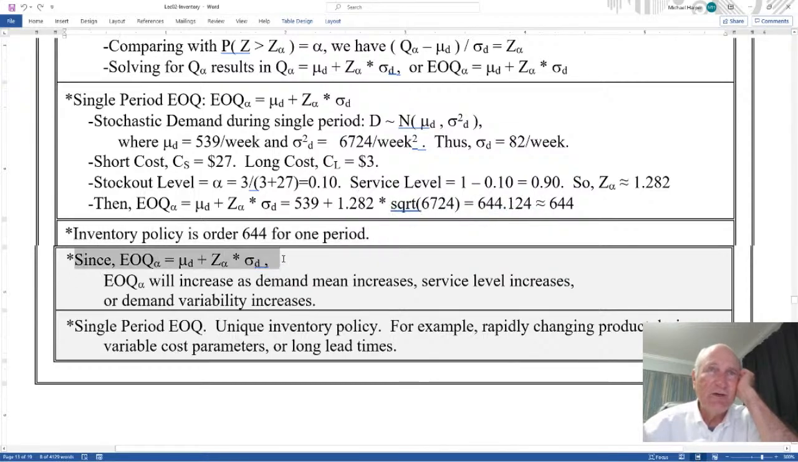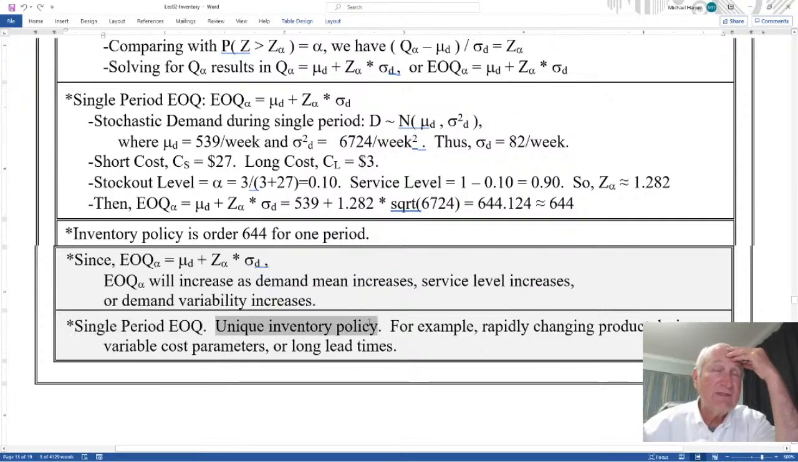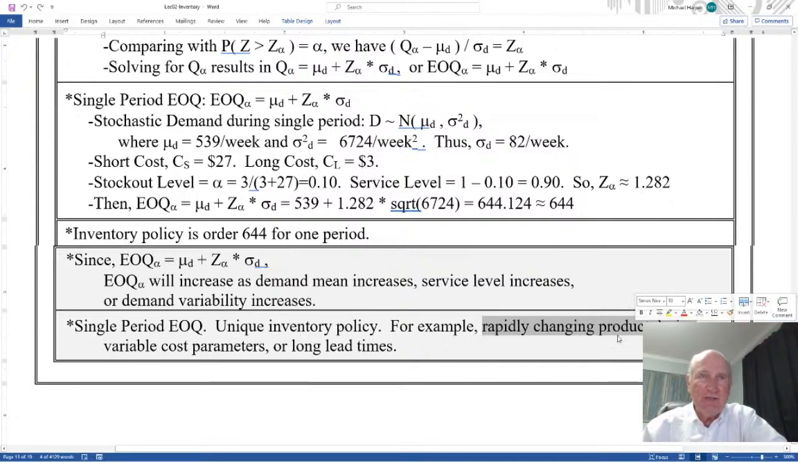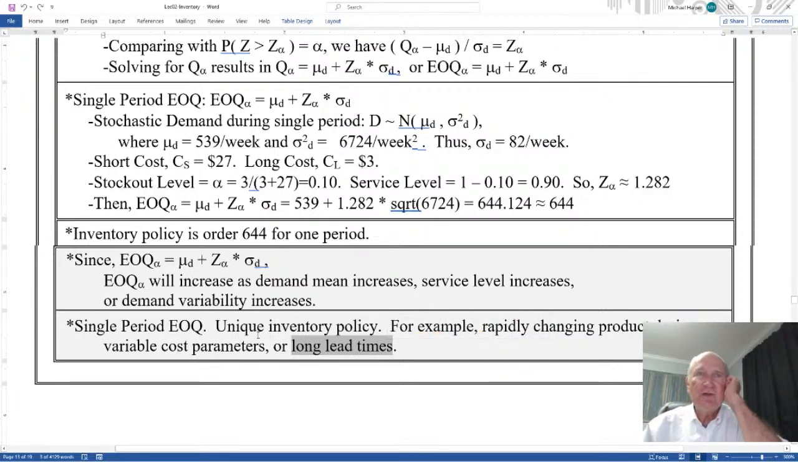Takeaways. Since the EOQ is this, the EOQ will increase as the demand mean increases, as the service level increases, and as the demand variability increases. So a single period EOQ, the unique inventory policy, that's when you use it. Rapidly changing product design, you're ordering at one time because the design is changing. The variable cost parameters, they're changing so rapidly you do it one time, or very long lead times. So this is when you use single period EOQ.